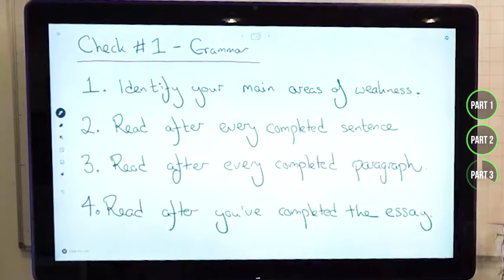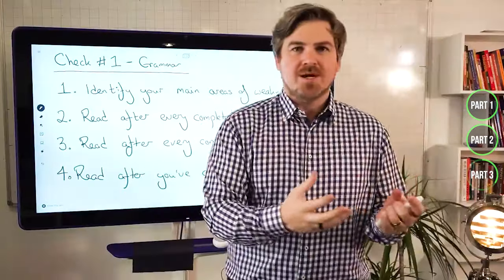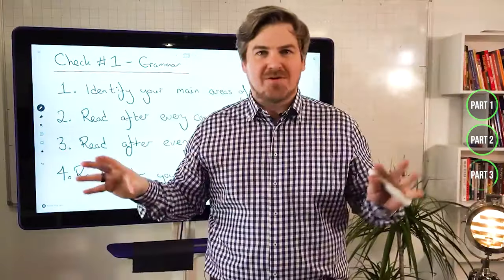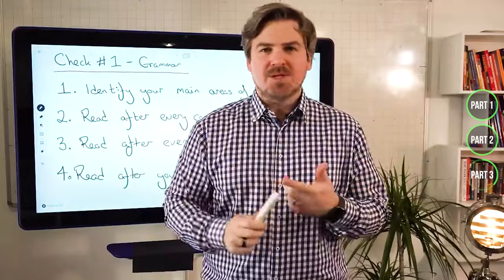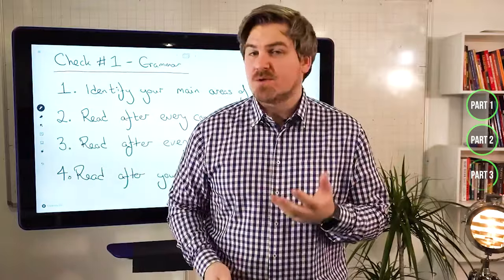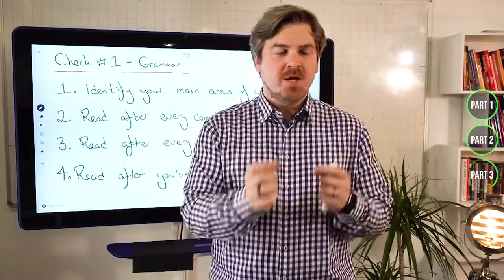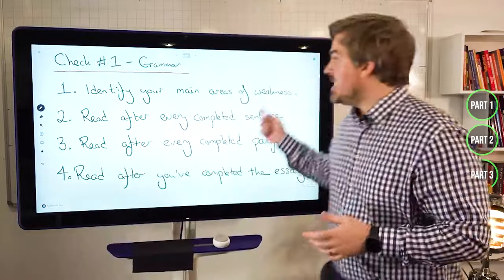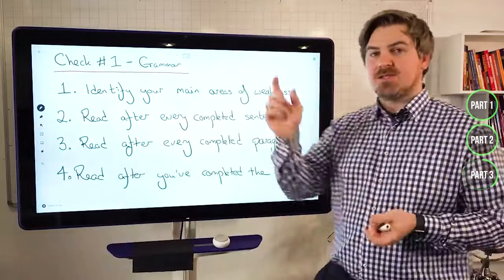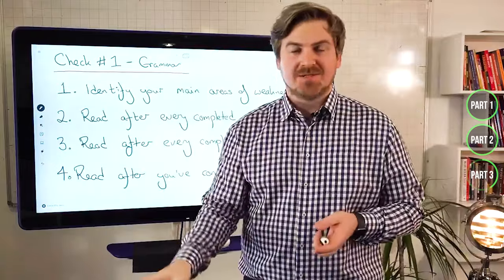The reason why this is so important is students very rarely are terrible at every area of grammar. They normally have one or two areas. That could be prepositions or articles or verb-subject agreement or tenses or punctuation. Normally there's just one or two areas of weakness. And if you have one or two areas of weakness, it's going to lead to mistakes in every single sentence.